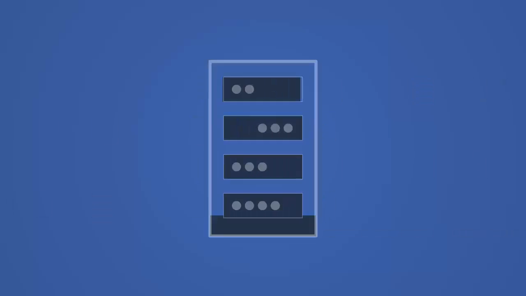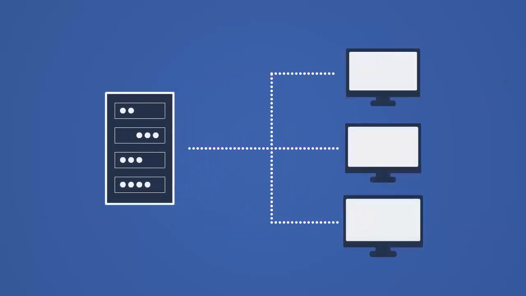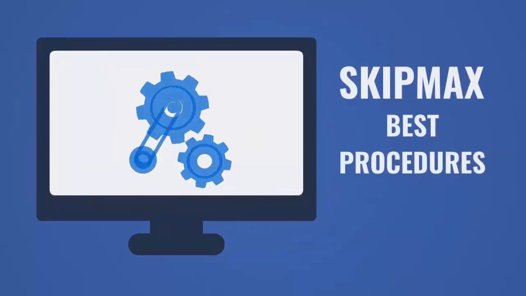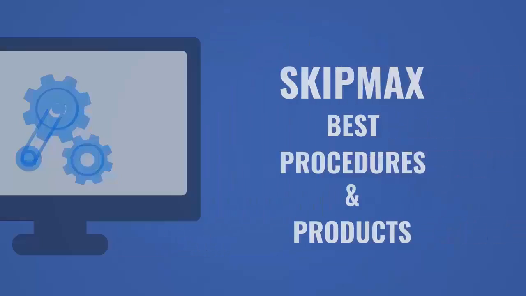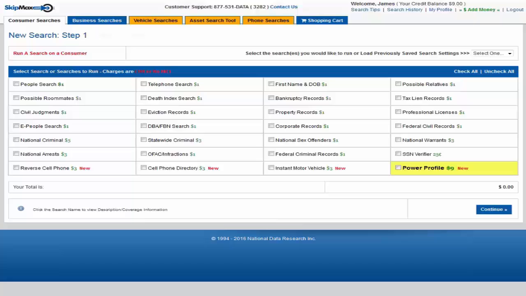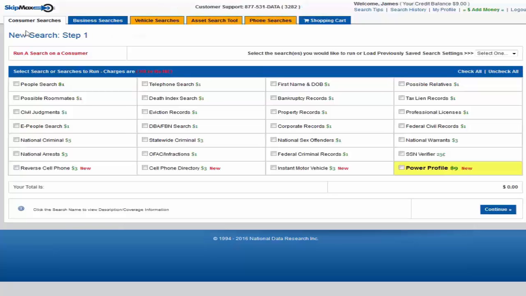This video will show you the best procedures and products to use when running a skip search or locating a consumer using our databases. After you log into your account, you will be directed to the default consumer search menu. The first search you should run is a people search. Click on the people search and then hit continue.